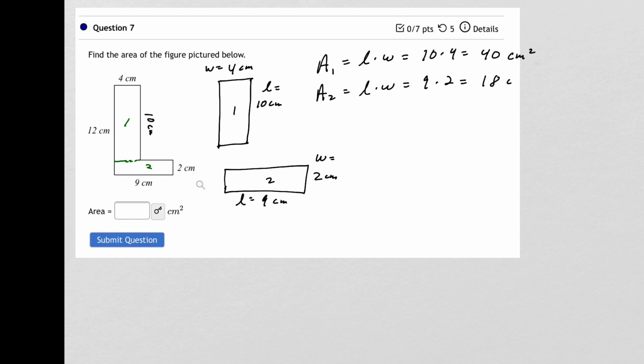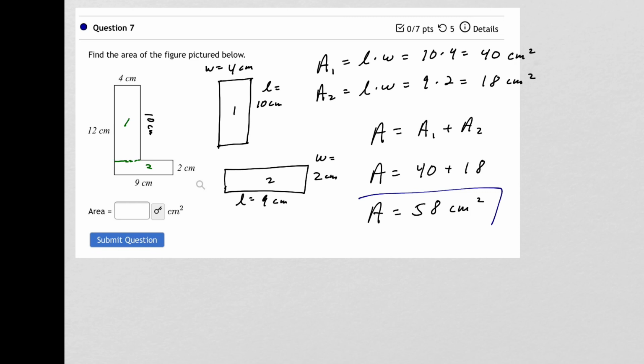is 18 centimeters squared. So what's the area of the entire figure? Well, I just add the area of those 2 rectangles together, right? A1 plus A2. So the total area is going to be, I guess, 40 plus 18, which is what, 58 centimeters squared. So sometimes you have to do a little extra work and split it up into known figures, right? In this case, we know how to find the area of a rectangle. We could split it up into two rectangles.